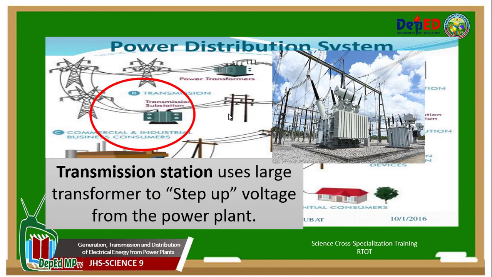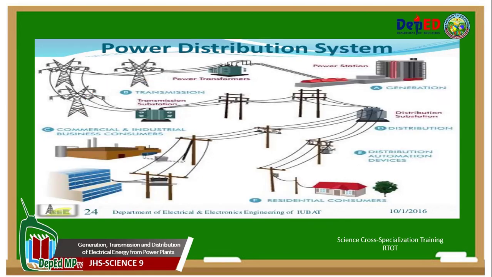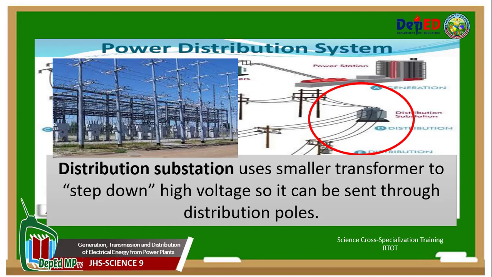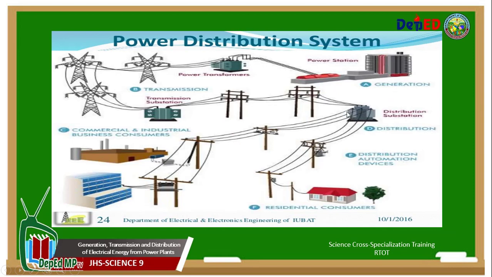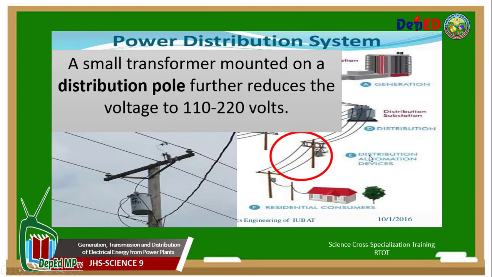In the transmission station, they use a large transformer to step up voltage from the power plant. After which, it will go to the distribution substation, which uses a smaller transformer to step down high voltage so it can be sent through distribution poles. Next, it will go to the distribution pole. A small transformer mounted on a distribution pole further reduces the voltage to 110 to 220 volts.